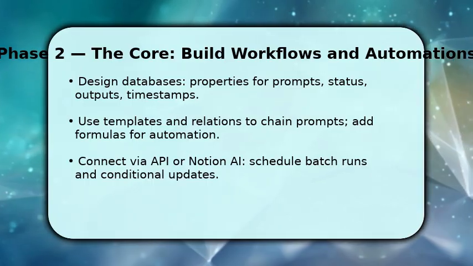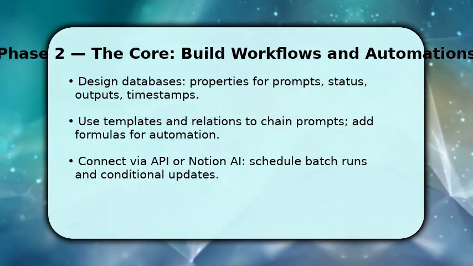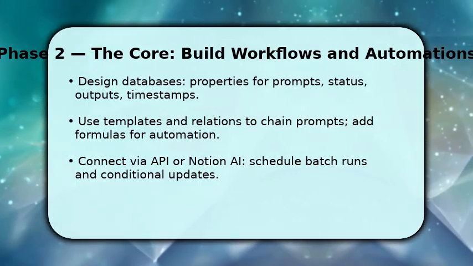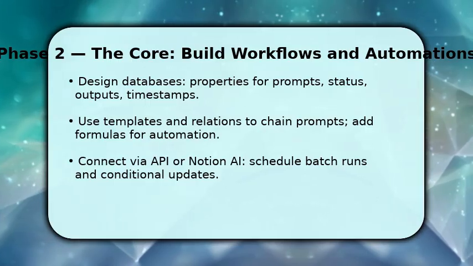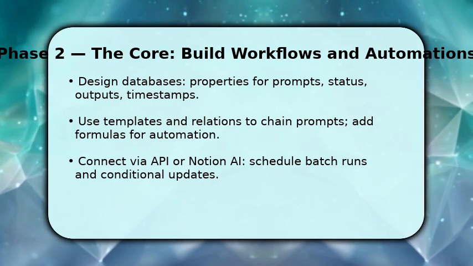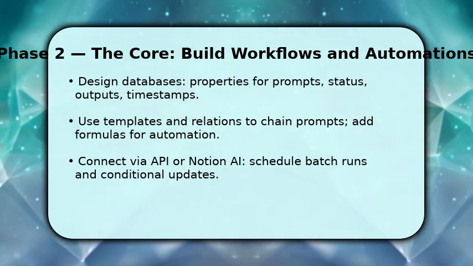Then connect your chosen AI. Use Notion AI blocks or call an external model through the API for batch processing. Once connected, schedule runs or trigger on property changes, and monitor logs to ensure consistency and expected outputs.